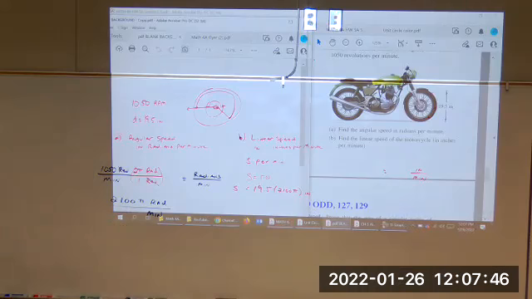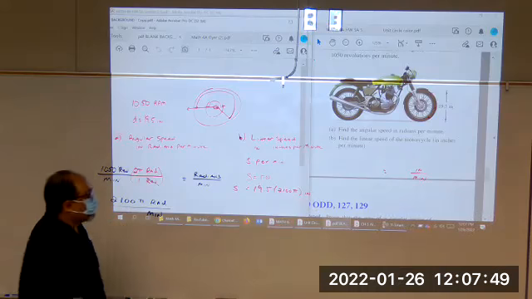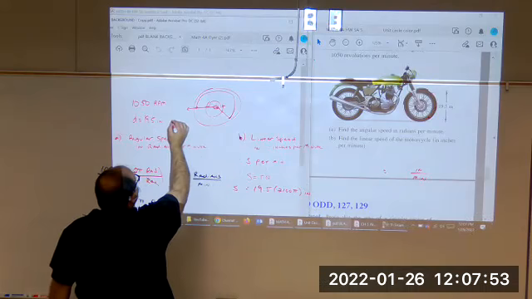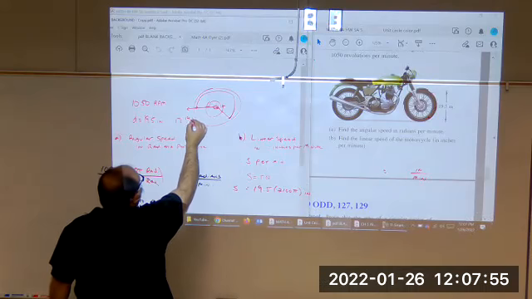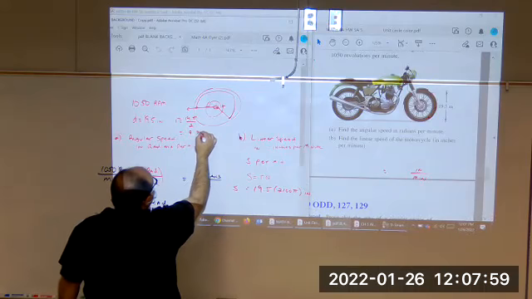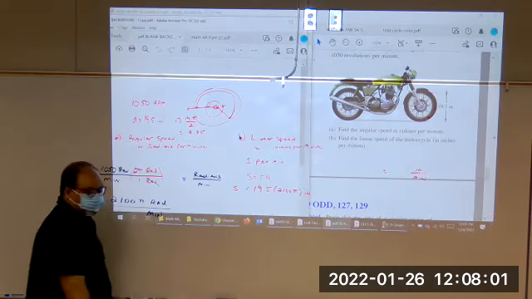Oh, thank you very much. Yes. Radius, that is the diameter. That's the diameter, not the radius. The radius is 19.5 divided by 2, so that is 9.75 inches.